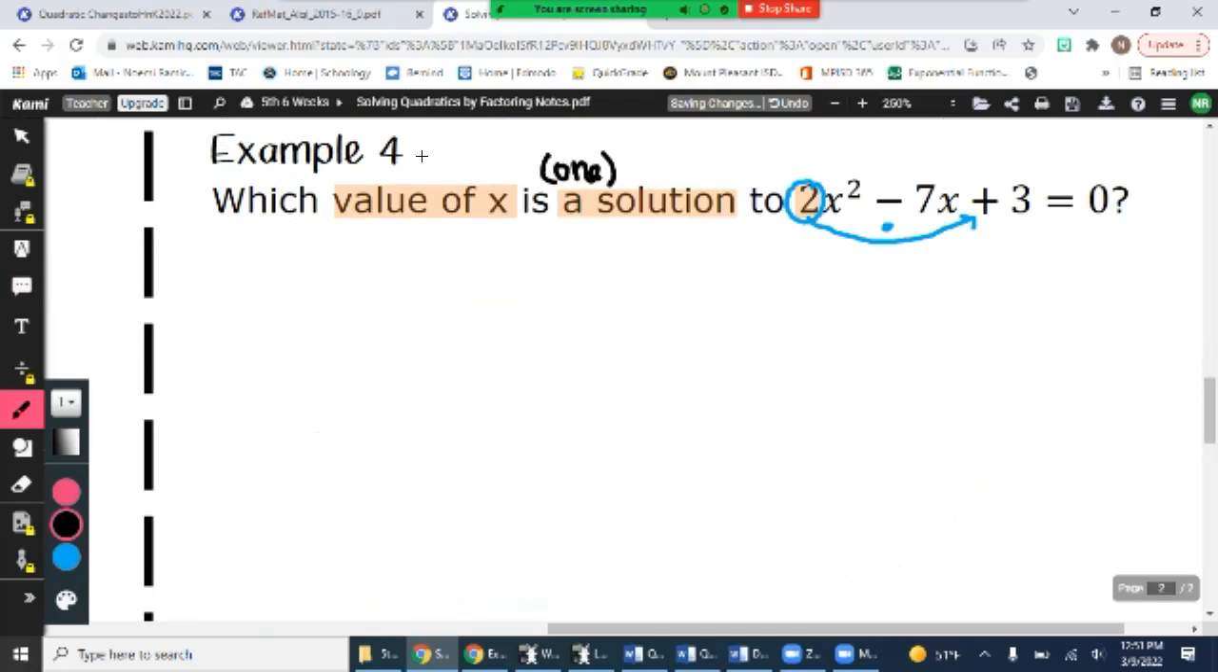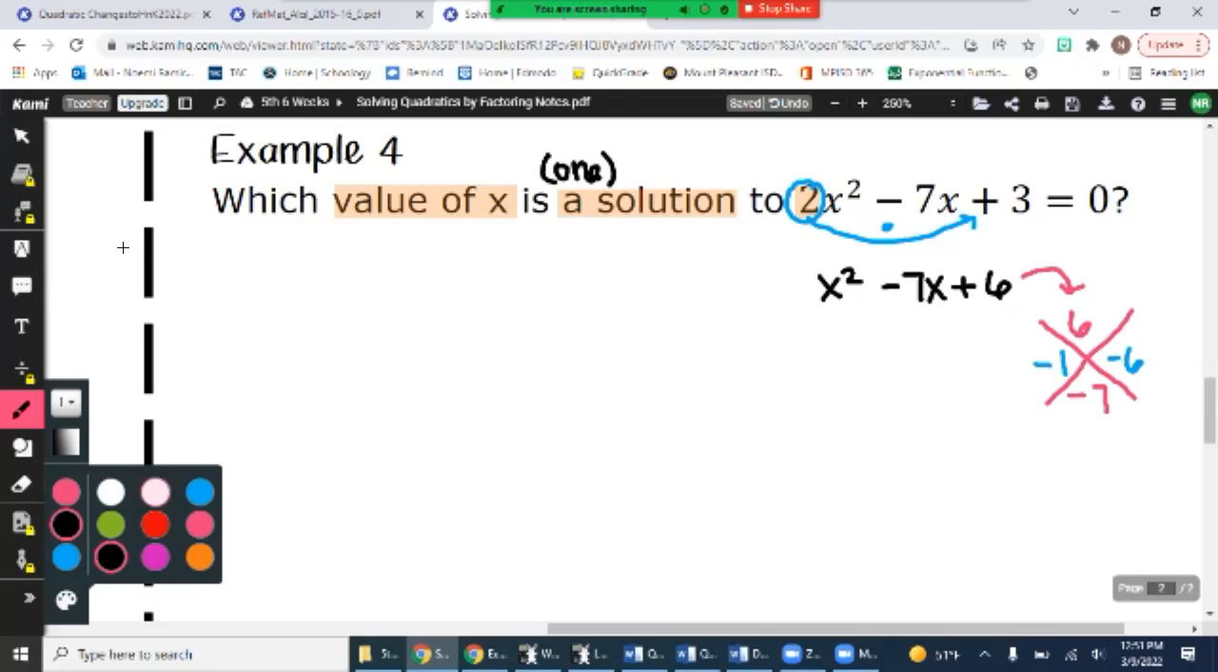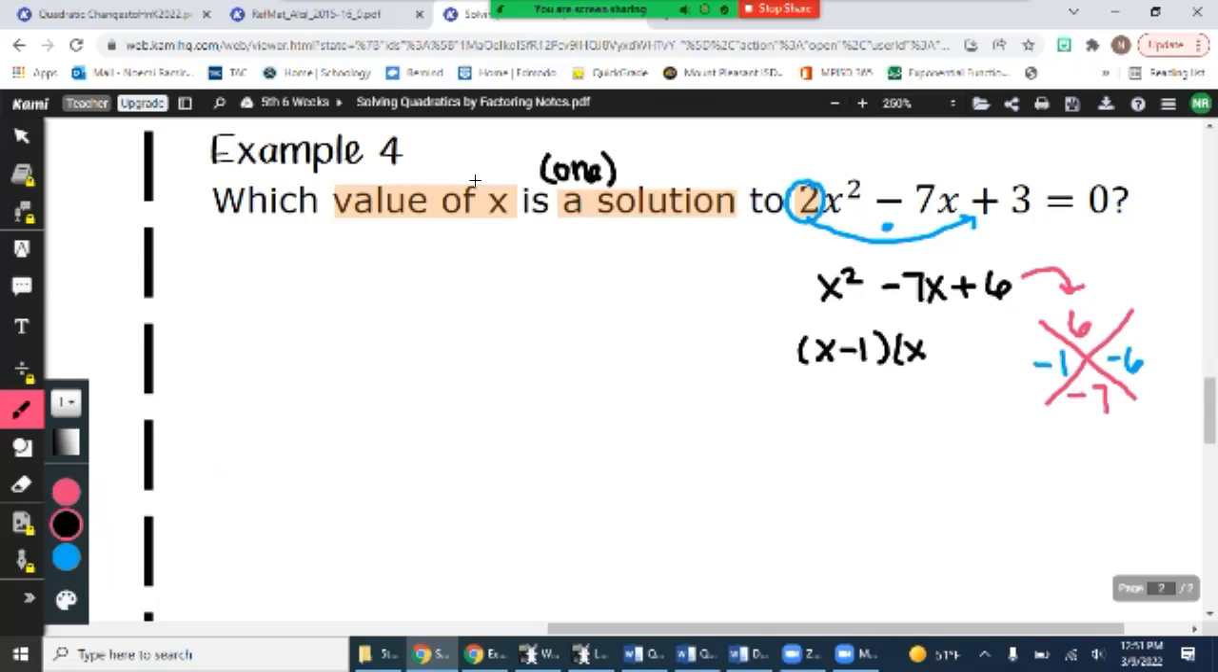That changes the equation to x squared minus 7x, and 2 times 3 is 6, plus 6. Put it in your diamond. What goes on top? On the bottom? -7. What are your factors? 2 negatives make a positive. -1 plus -6 gives me -7. Good. x minus 1, x minus 6.